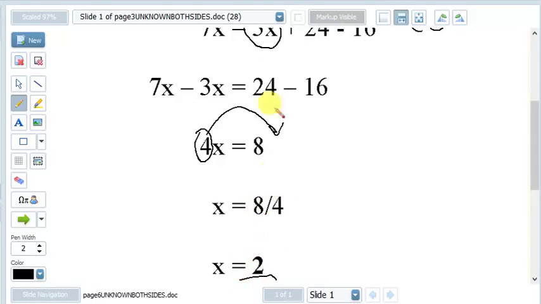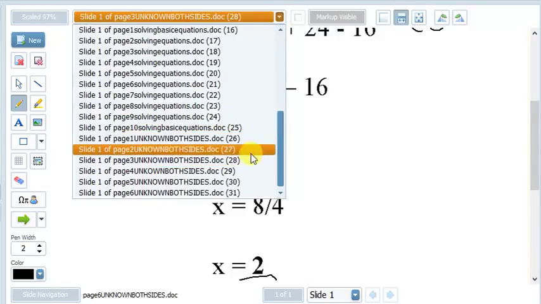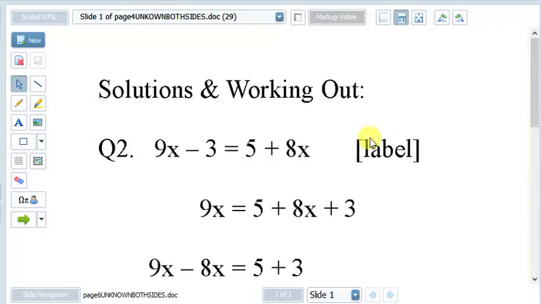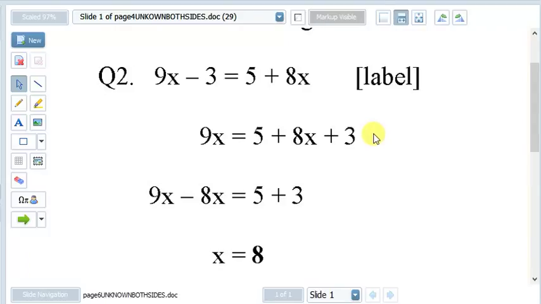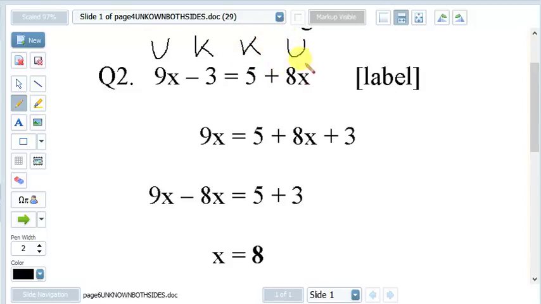Okay, so well done if you managed to get that one correct. Let's move on to question 2. So again, our step 1 is we've got to label. So 9x, now that's an unknown, minus 3 is a known, 5 is a known, and 8x, because there's a letter in it, is an unknown.